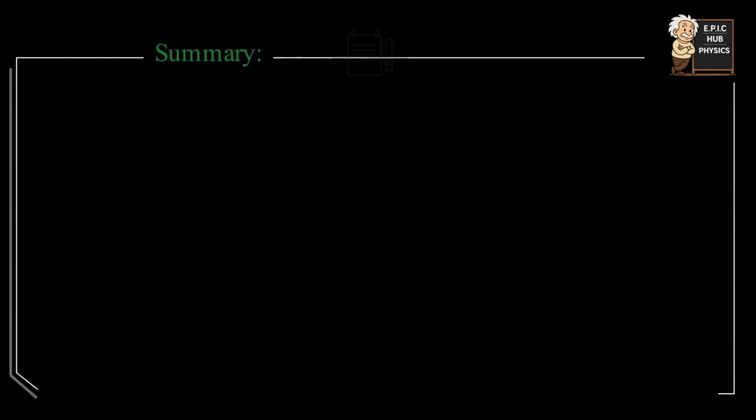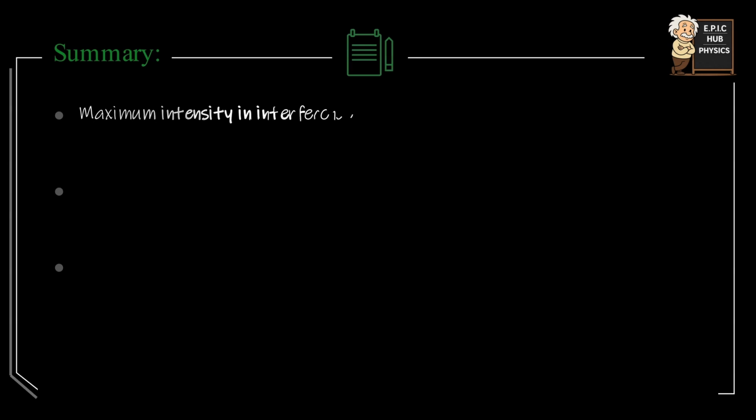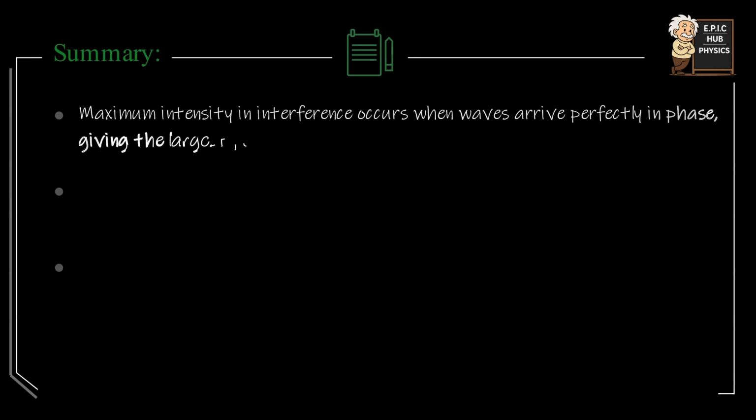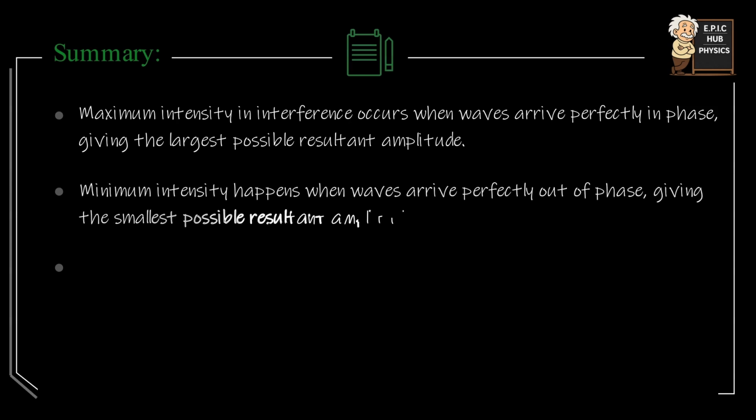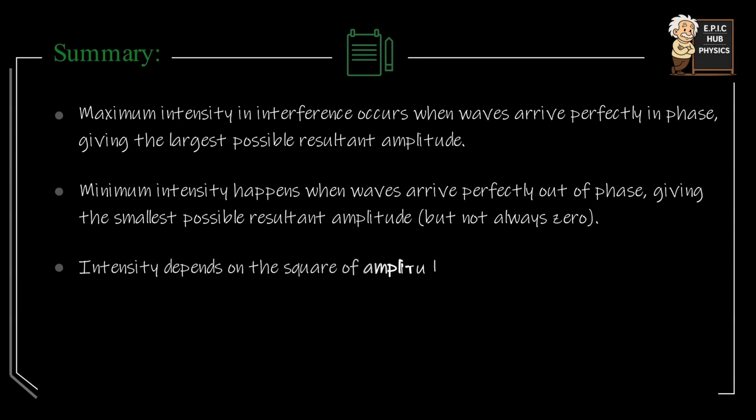Great job done. Let's summarize the main points. Maximum intensity occurs when waves arrive in phase, giving the largest possible resultant amplitude. Minimum intensity occurs when waves arrive out of phase, giving the smallest possible resultant amplitude, which is not always zero if the waves have different amplitudes. Remember, intensity depends on the square of the amplitude, not the amplitude itself.